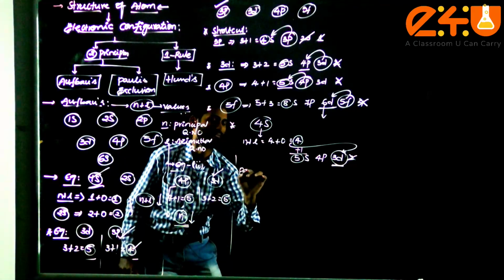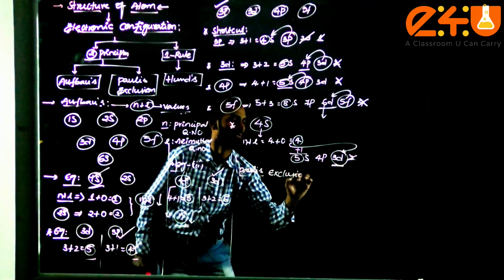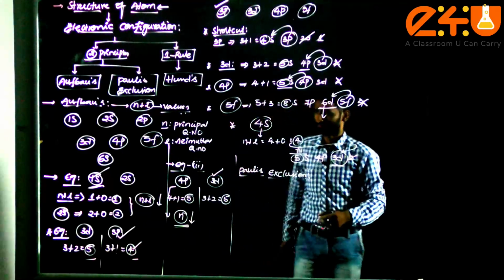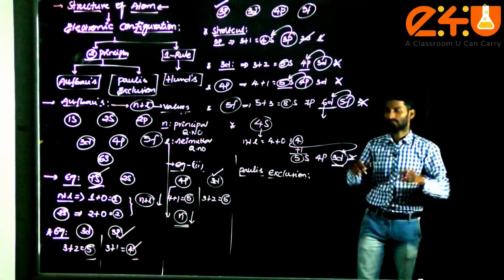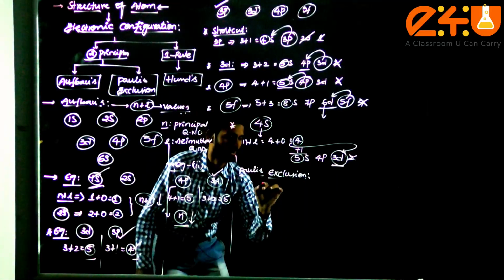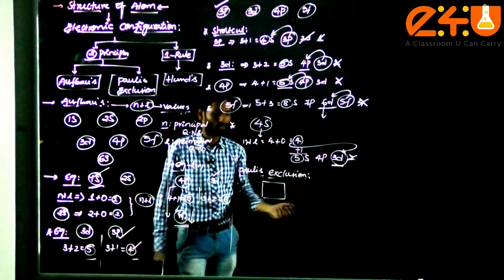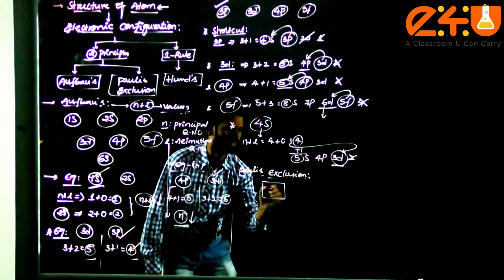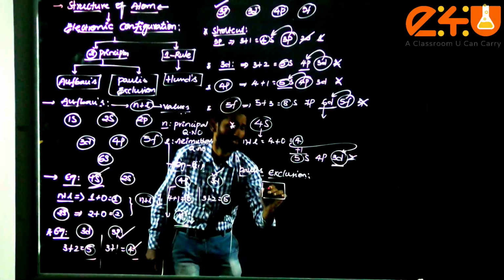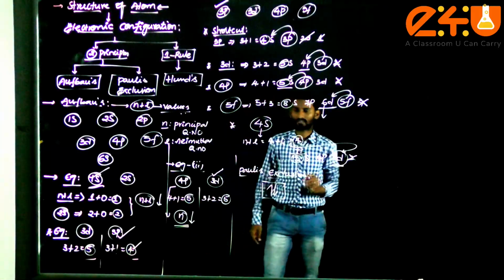Next comes Pauli's exclusion principle. Sir, what is meant by Pauli's exclusion principle? Simple, my dears. No two electrons can be present in the same orbital with all 4 quantum numbers equal. For example, here there are 2 electrons present in a particular orbital.